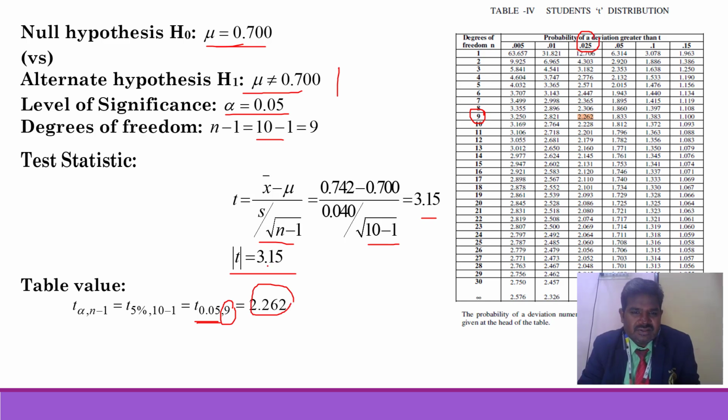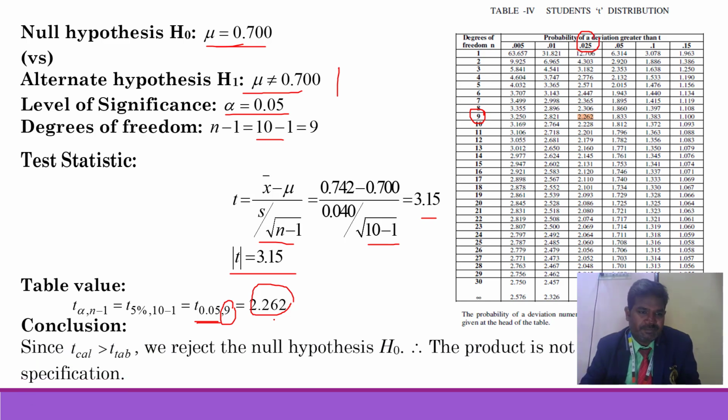Now our calculated value is 3.15, which is greater than the table value 2.262. So now we can get the conclusion. The t calculated value is greater than the t table value, so we reject the null hypothesis H naught. That is, the product does not meet the specification.